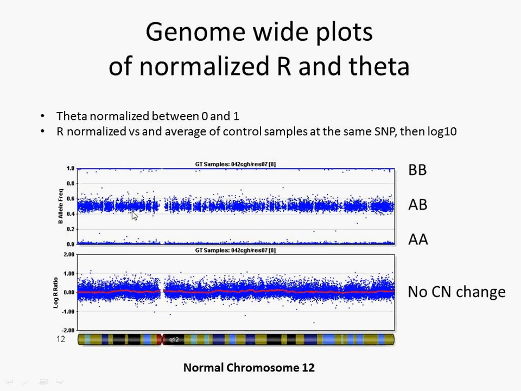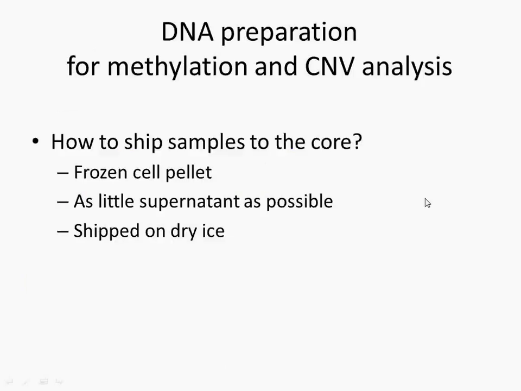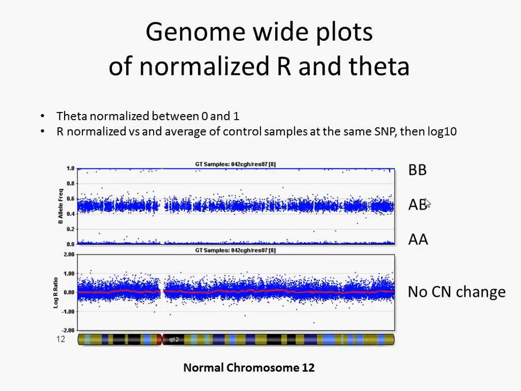So in the theta plot, or B allele frequency, you can recognize the SNPs for one individual that are the AB genotype compared to the ones that are AA and the ones that are BB. And when you do the log of the radius compared to a bunch of other samples of the same sex, usually, so that you can do it on the sex chromosomes as well, you see that a number of 0, which would be a ratio of 1 once it's logged, would indicate no change in the copy number, here a fairly straight line around 0.